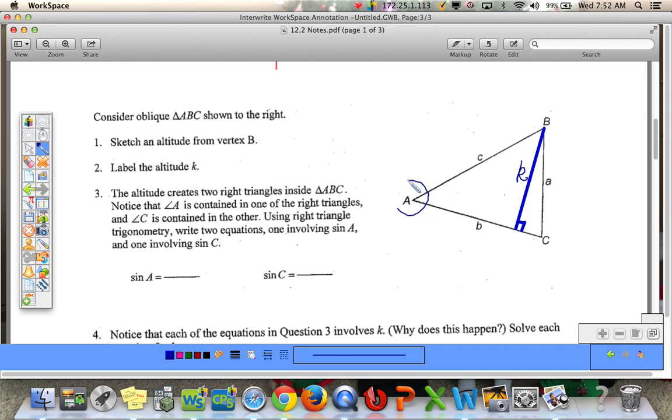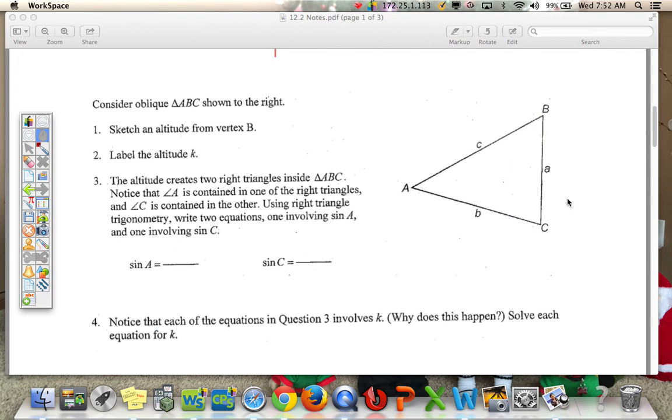So let's take a look at this right here. Sine is opposite, which is K, over hypotenuse. In this case, the hypotenuse is C. So this is K over C. Sine, so here's sine. Here's sine. The opposite side is K over the adjacent side, the hypotenuse, which is A. Okay, so we did use trig to set up the ratios. Sine is opposite over hypotenuse.